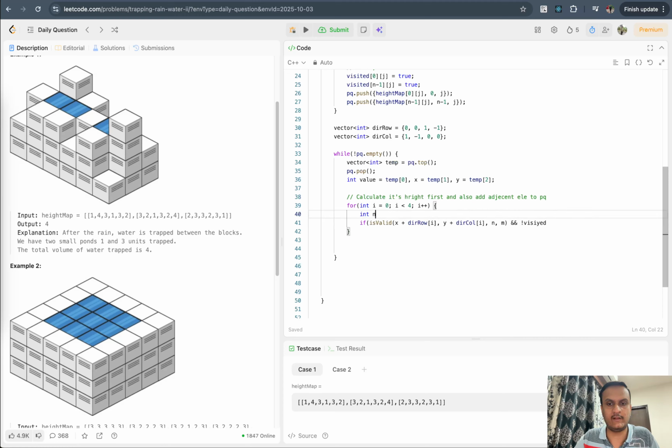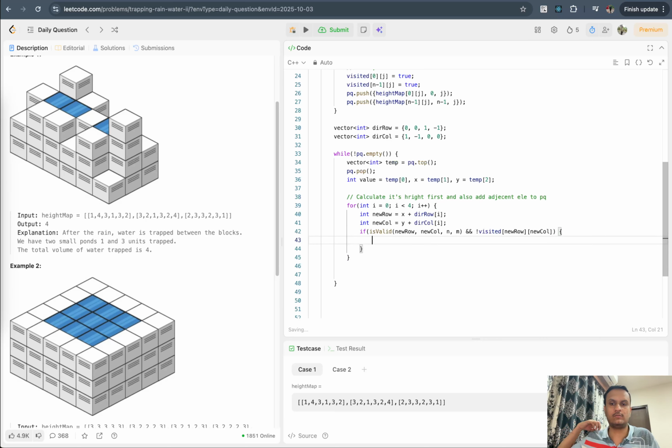So let's make these new variables now. New row will be x plus direction of row of I, and new column will be y plus direction of column of I. Now I will go with new row and new column, n comma m, not visited of new row comma new column. Okay, it's first validated. If it is not validated, it will go false. So the cell I'm going into, if that is the case, what I will do first, I will push it to the queue.